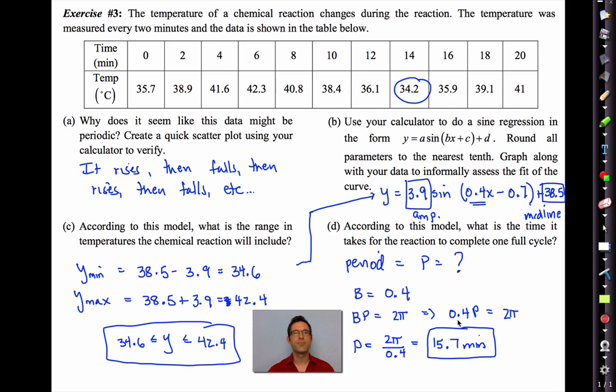And that's in minutes. All right? So we get a little bit more than one full cycle in this table, right? If it takes 15.7 minutes to complete a full cycle, and the table goes for 20 minutes, then we get a little bit more than one cycle in that table. All right, well, pause the video now and write down anything you need to.